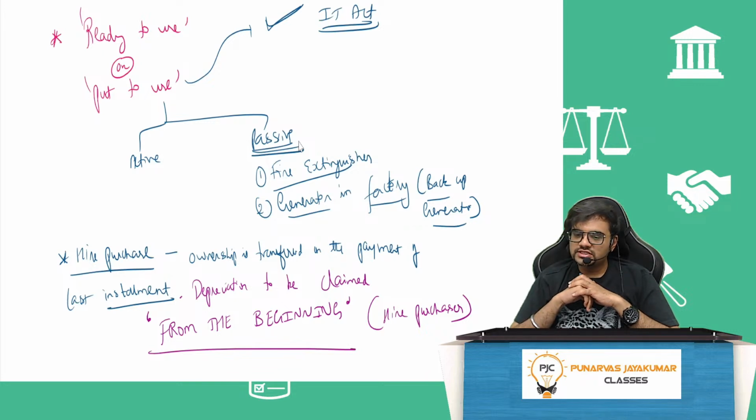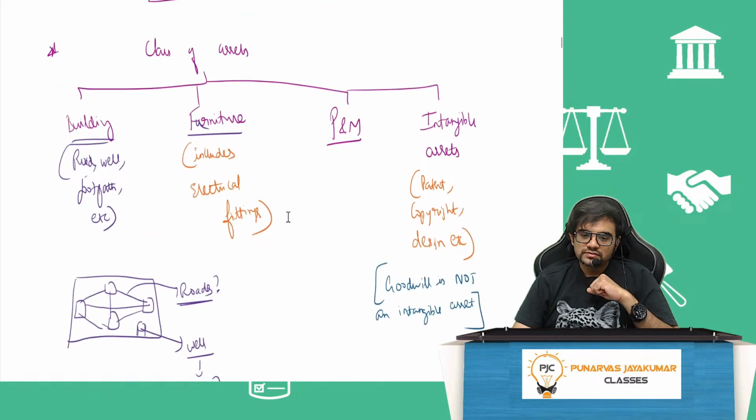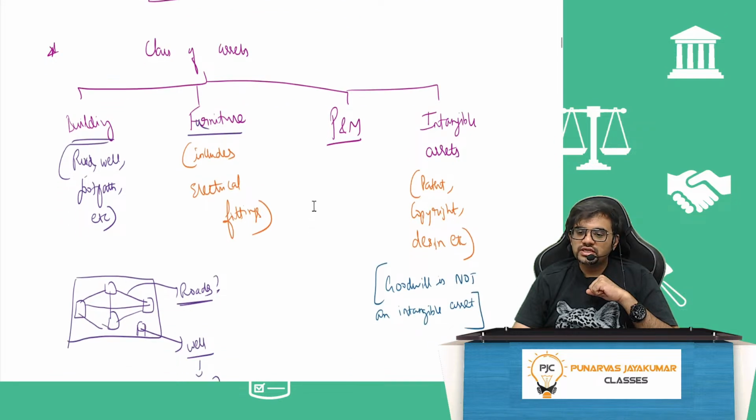In a hire purchase, ownership is transferred only on the payment of the last installment, but depreciation can be claimed from the beginning only. These are all some exceptions. General rule: owner, and general rule: put to use. But ready to use is also an exception, and hire purchase is also an exception. So as I told you, there is building, furniture, plant and machinery, and intangible asset. Goodwill is not an intangible asset.